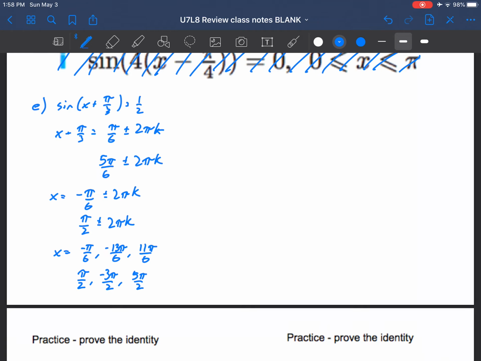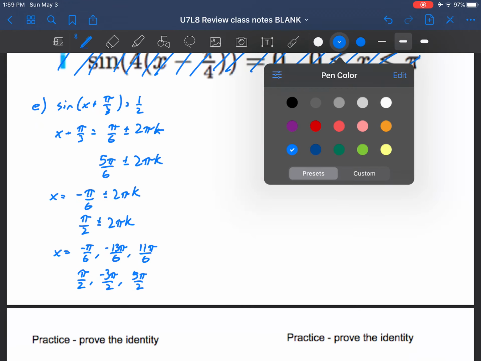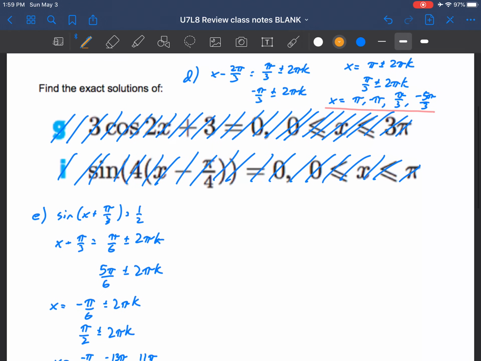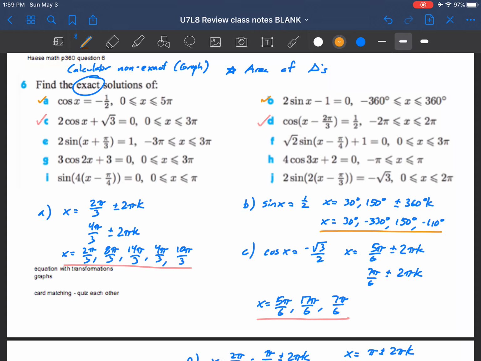Just kind of thinking about these. Yep. Just double checking. This minus 2 pi is, yeah, negative 7 pi over 2, which is too much. Yep. Okay. So, I think I gotta go back to orange. So this is our answer for E. Check.